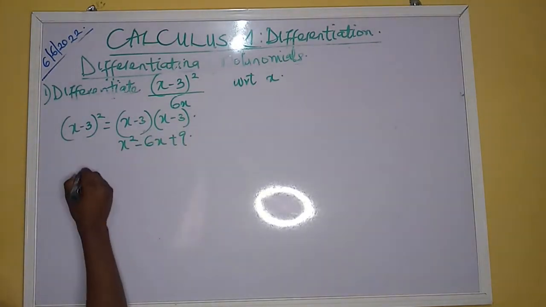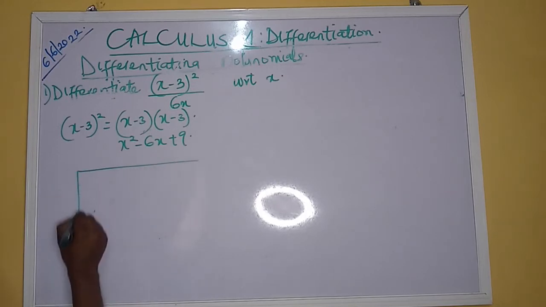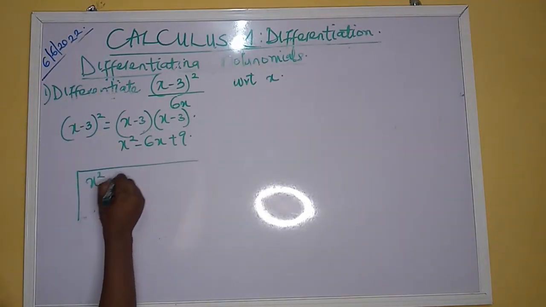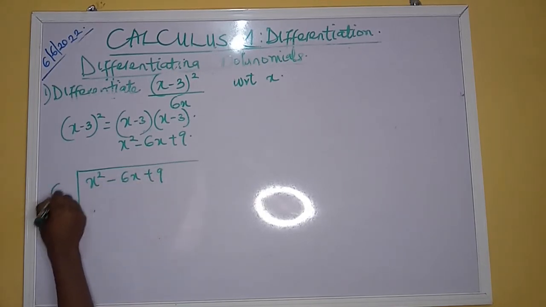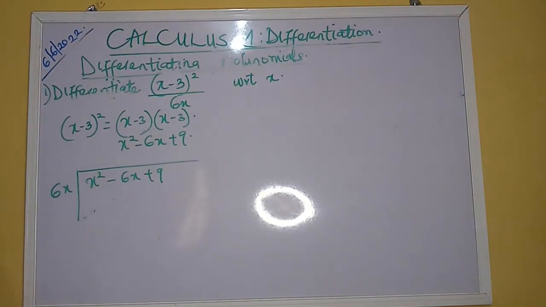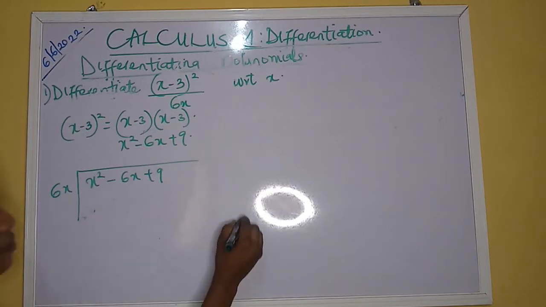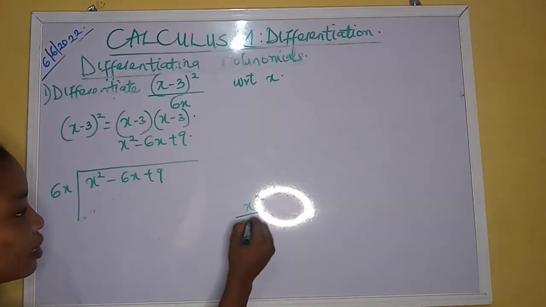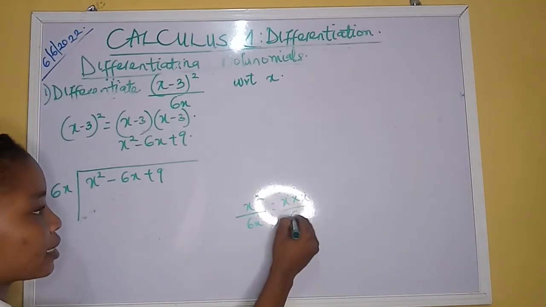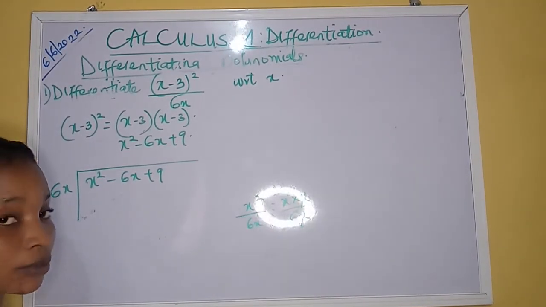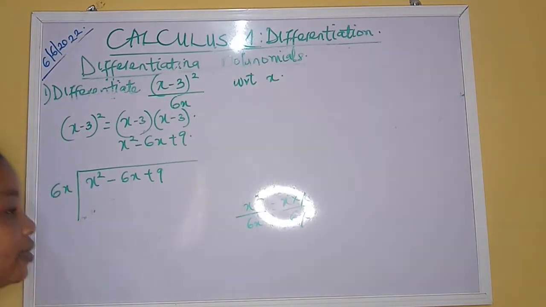Correct. So you use your long division method, x squared minus 6x plus 9, then your 6x is out. If I have to divide this, I have x squared over 6x. It's the same thing as x times x over 6x. So this cancels out, and I have x over 6.